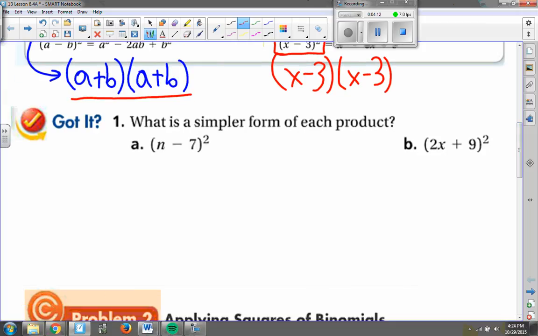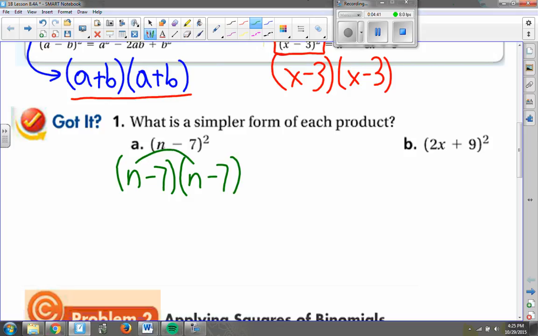I will do the first one, and then I will ask you to do the second one on your own after you pause the video. But let's look, for example, at (n - 7), all of that squared in parentheses. Now I know (n - 7) squared is really (n - 7) times (n - 7). And now I'm going to use my FOIL method.